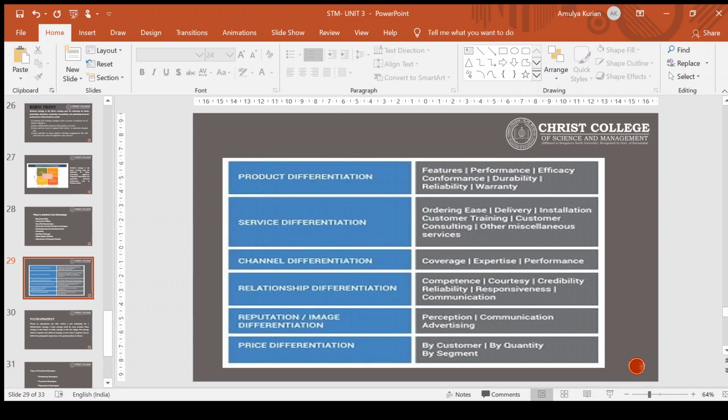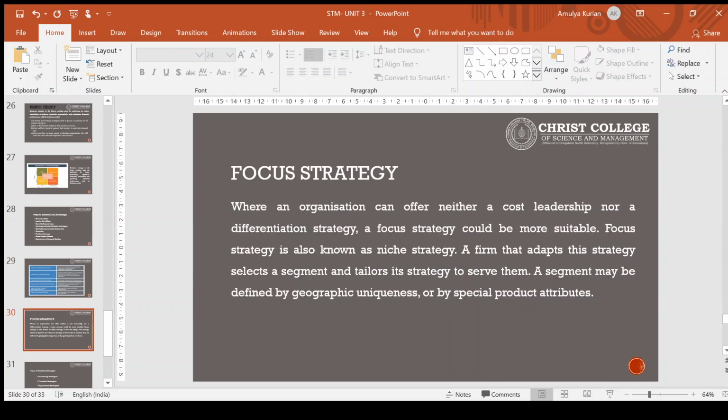Then the second one is service differentiation, wherein you are improving upon the ordering, delivery, installation, customer training, customer consulting, and other miscellaneous services. Third one is channel differentiation, wherein you are changing your coverage, expertise, and performance. Then similarly, we have three more: relationship differentiation, reputation or image differentiation, and price differentiation. Through differentiating these six characteristics, like product, service, channel, relationship, reputation, price, you will be able to make your product or service unique in the market and give value to your product.